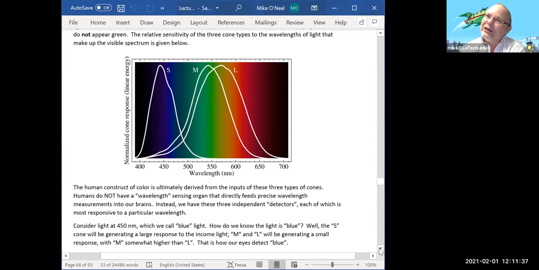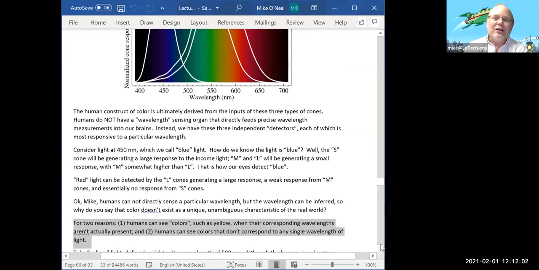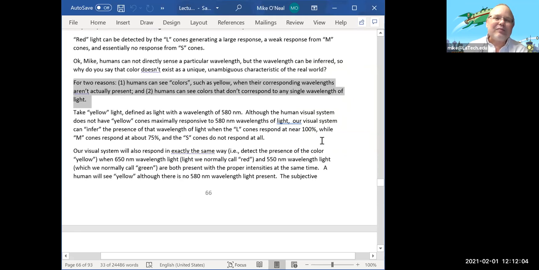So if yellow was a real thing, there is no unique, unambiguous answer. When you see yellow, are you seeing 580 nanometer light, or are you seeing two different frequencies of light that just happen to be triggering your system to see yellow? That's not unique or unambiguous.